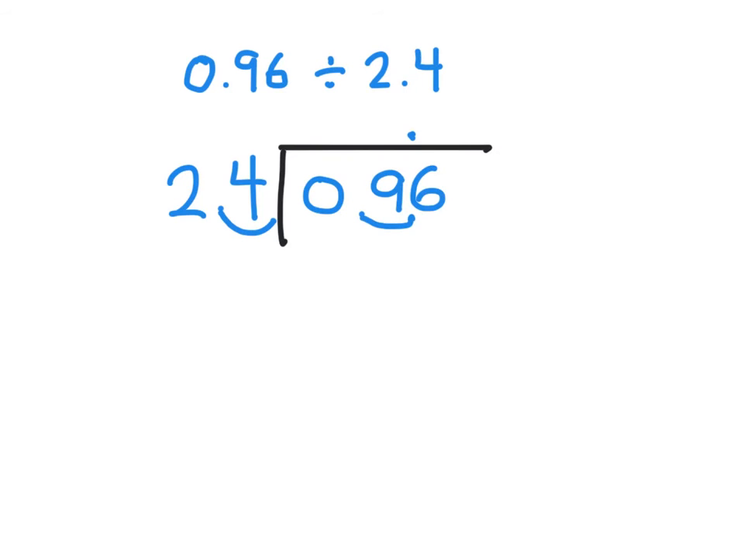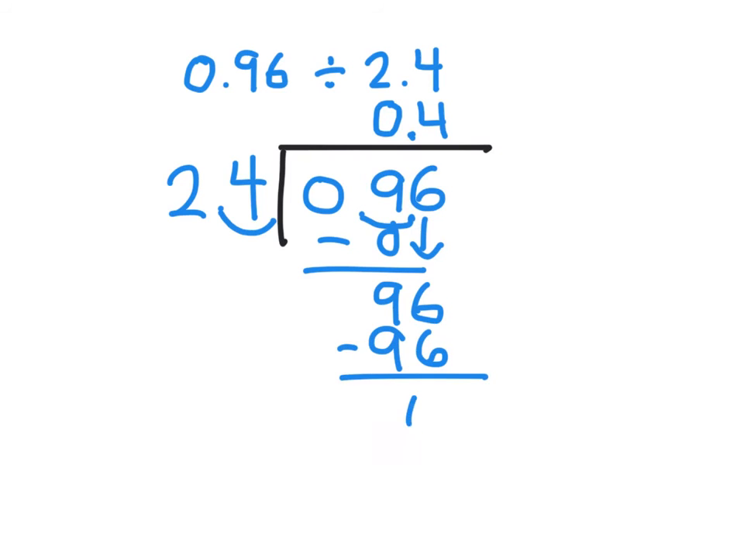Now, 24 will not go into 0 or 9, so I could put a 0 in front in the 1s column. Alright, and so now I'm going to divide 24 into 96, because if 24 goes 0 times into 9, I would end up still with the 9, and when I bring down the 6, I'm dividing into 96. Alright, 24 goes exactly 4 times into 96, and there's no remainder.